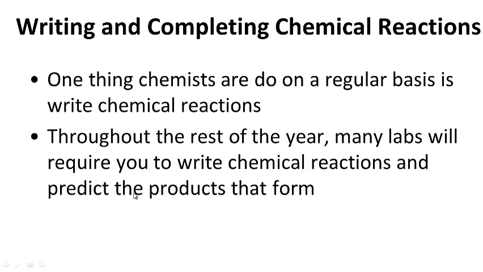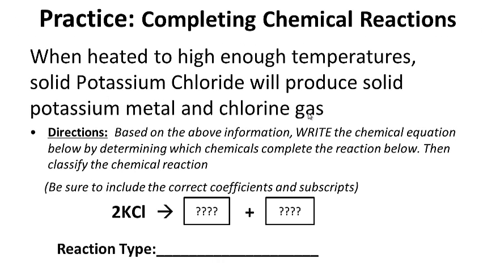Okay, so writing and completing chemical reactions. One thing chemists do on a regular basis is to write chemical reactions. Throughout the rest of the year, many labs will require you to write chemical reactions and predict the products that form. So, practice. Complete the chemical reaction below. Read this and follow the directions here. When you're ready to check your work, go ahead and hit play to see how you did. So go ahead and pause this while you work on this and hit play when you're ready to check your work.